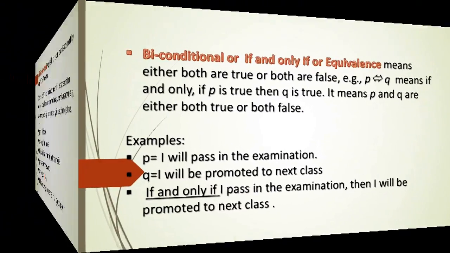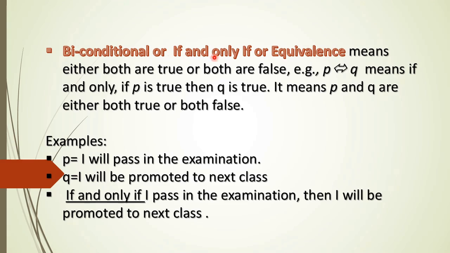Biconditional. Biconditional is also called if and only if, or equivalence. It means either both the arguments are true or both are false. If and only if P is true, then Q is true. That means P and Q are either both true or both false.